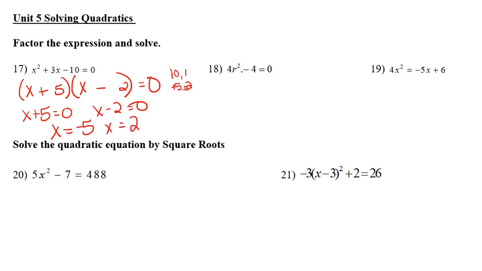Number 18. Hold on. They both have a 4. Let's get rid of that GCF. R squared minus 1. Well, there's only two terms.